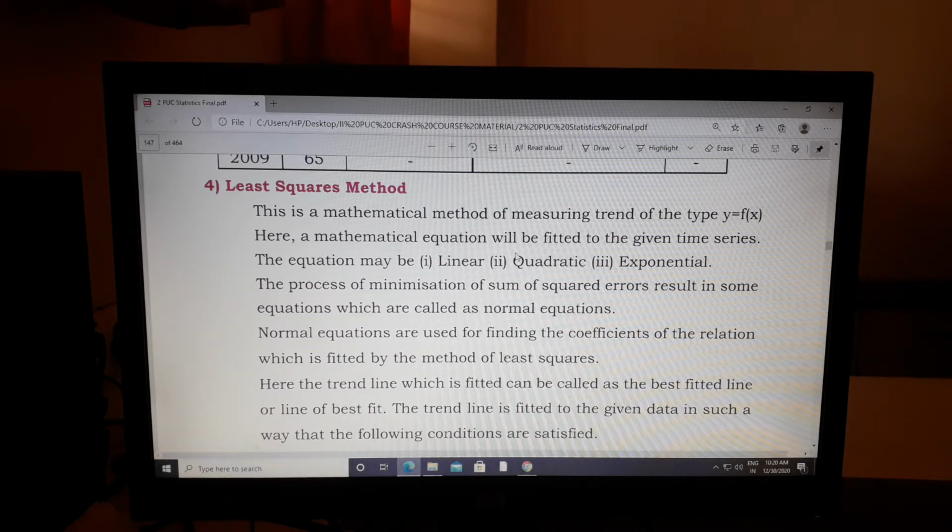And then after calculating the constants, we fit the line which is exactly suitable for finding the trend values. Clear? Based on those trend values, we can estimate the future value also. Clear? So this is the concept of least squares. Now here the trend line which is fitted can be called the best fitted line, right? So to fit this best line, we have to follow some conditions. What are those conditions now? Just see.